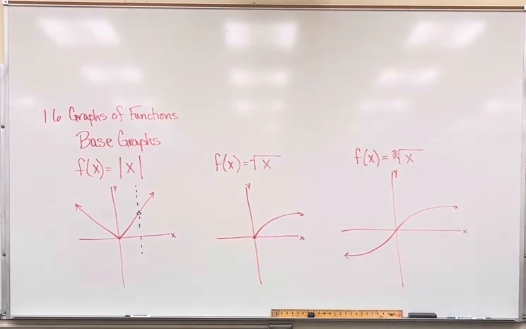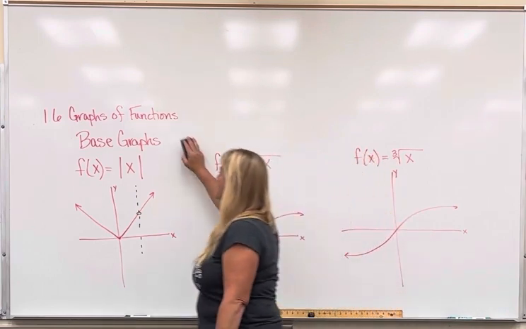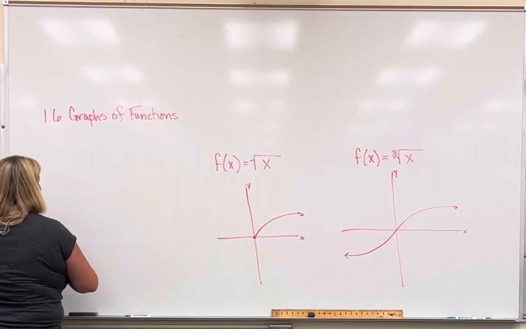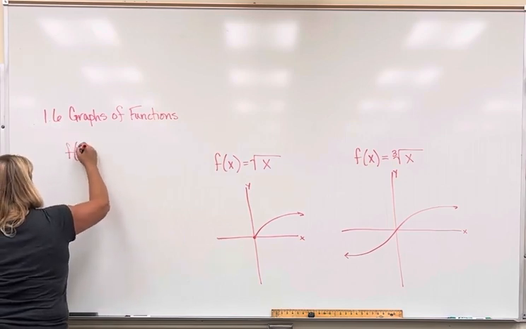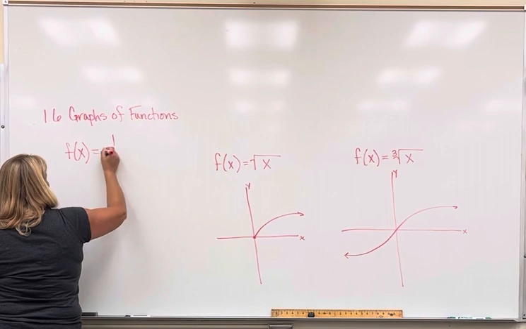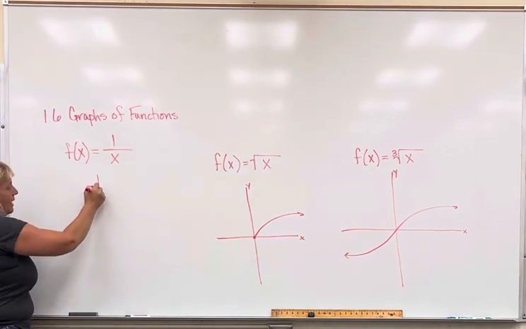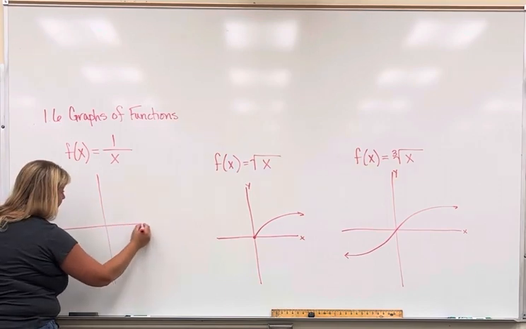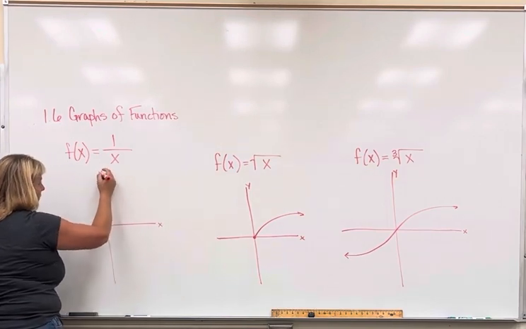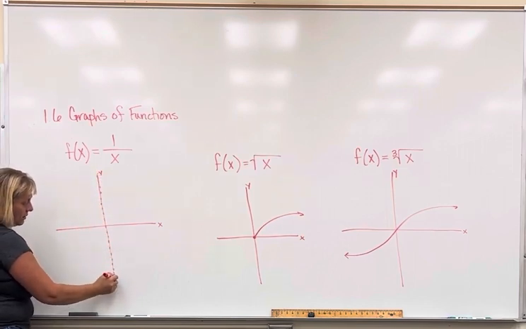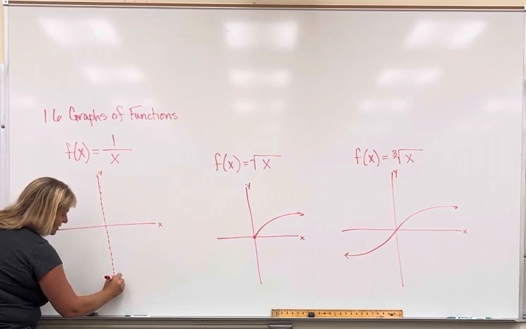So the cube root of x. Okay. And then one more. And the last one, definitely one that you will see, this is 1 over x. Okay, 1 over x. And because it's a fraction, this guy does look a bit different. So first off, there's going to be this boundary line running right down the middle. And this boundary line is called an asymptote.